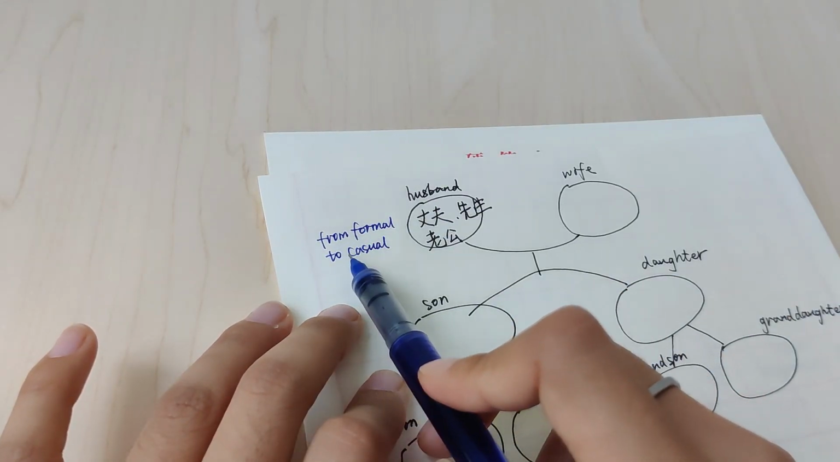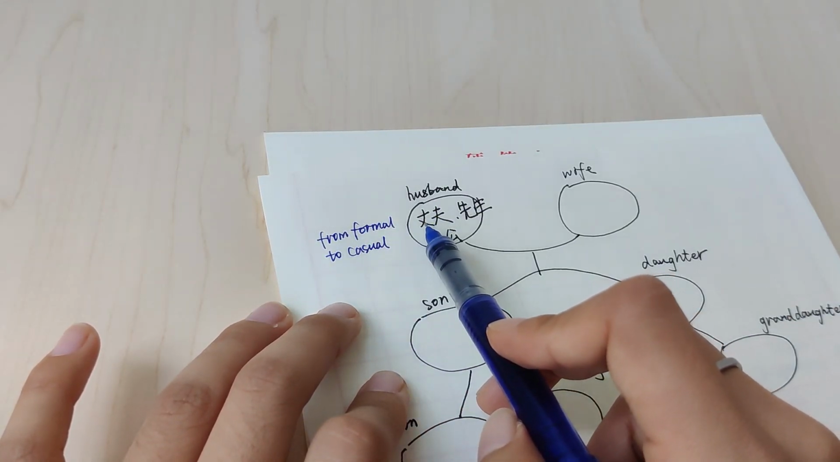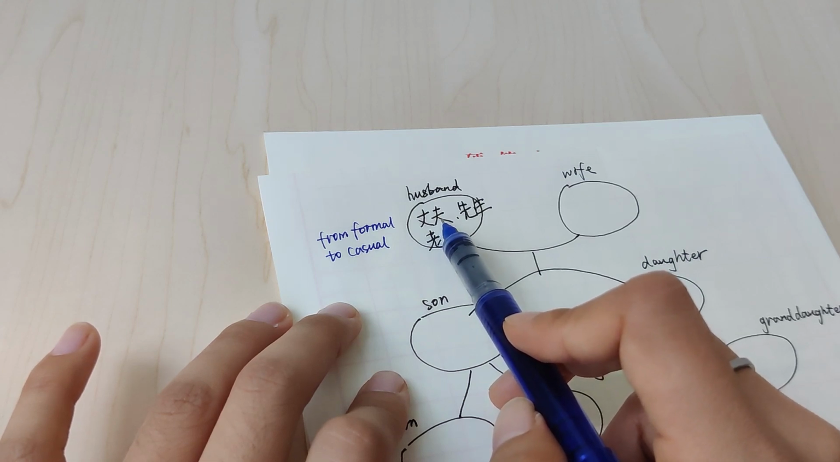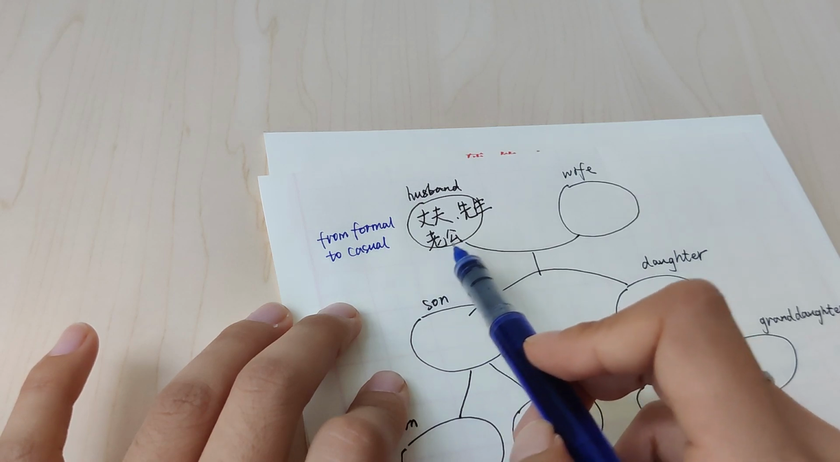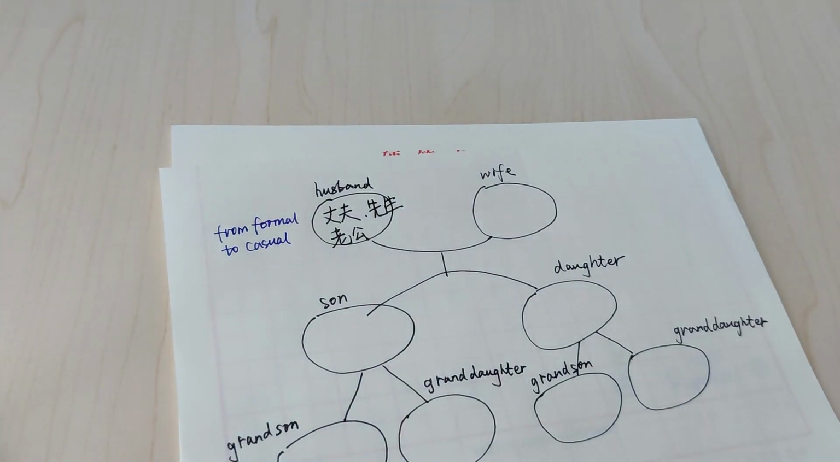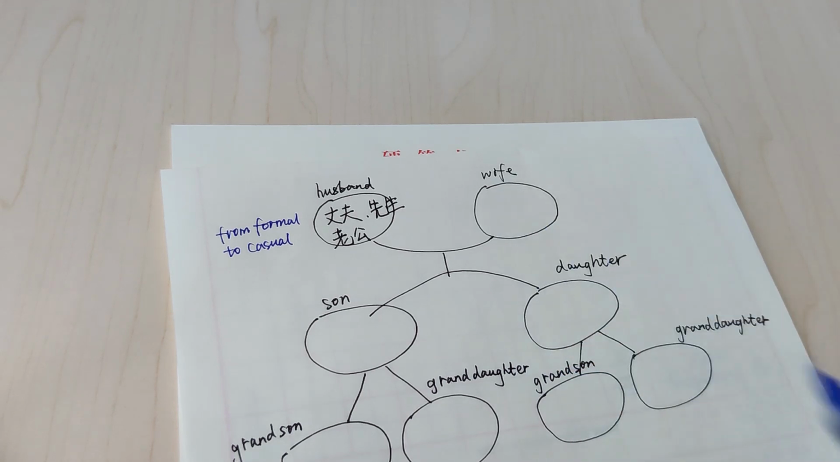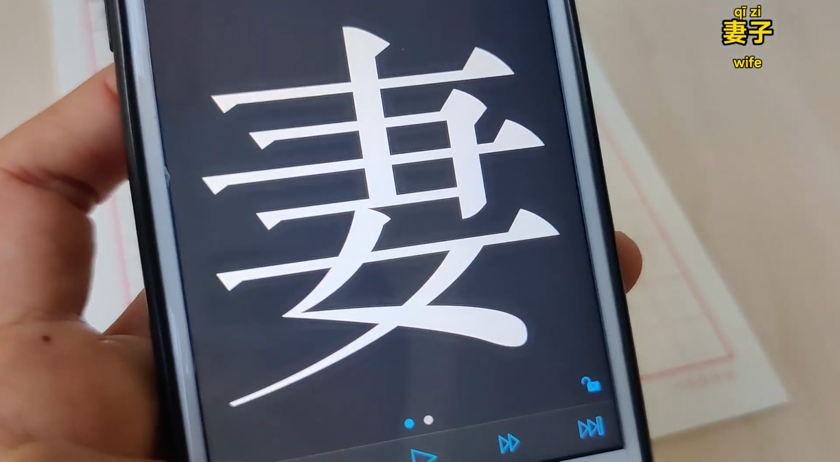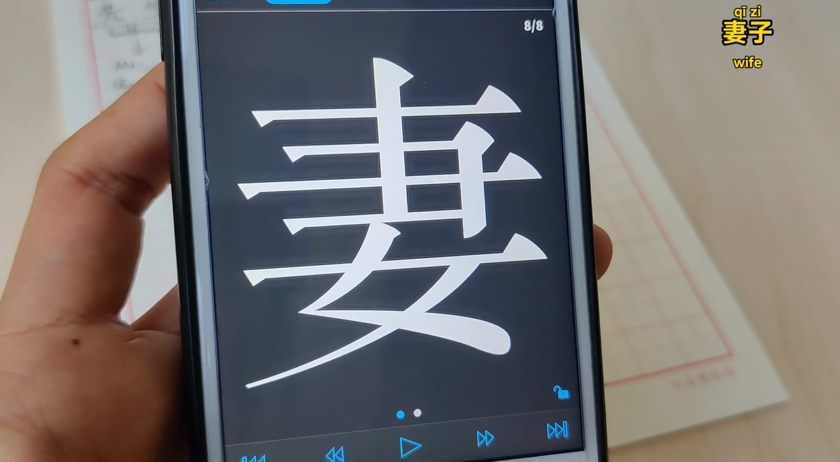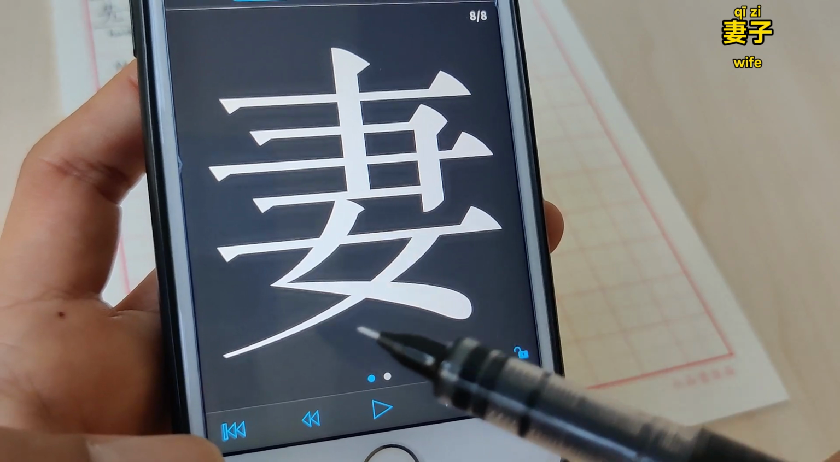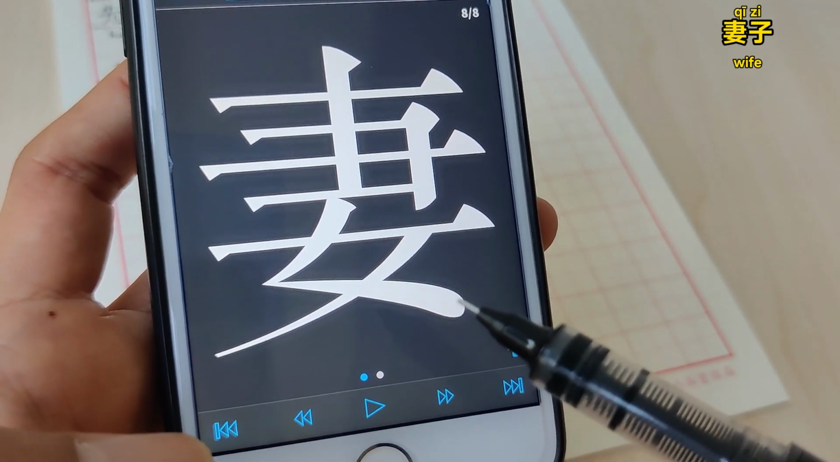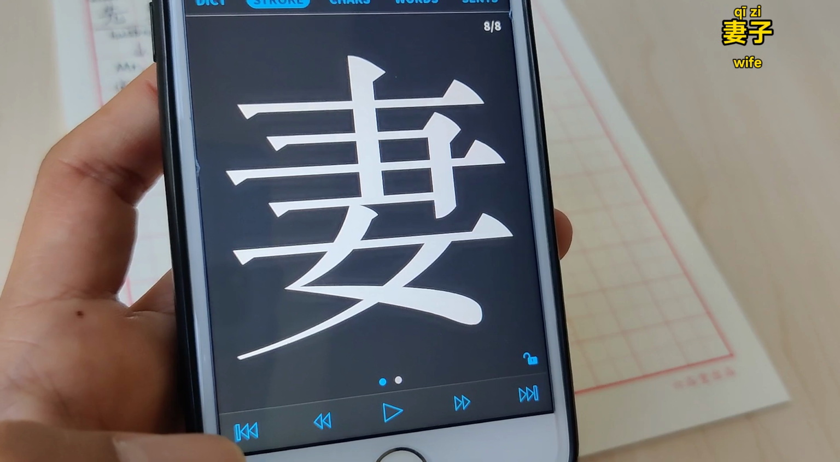So from formal to casual, that would be most formal, 丈夫, less formal but polite, 先生, and the most casual one is 老公. Well, as for the wife, it's the same. The most formal one would be 妻子. And this is how we write the 妻. It's a top-bottom structure. And at the bottom part, it is the female radical.